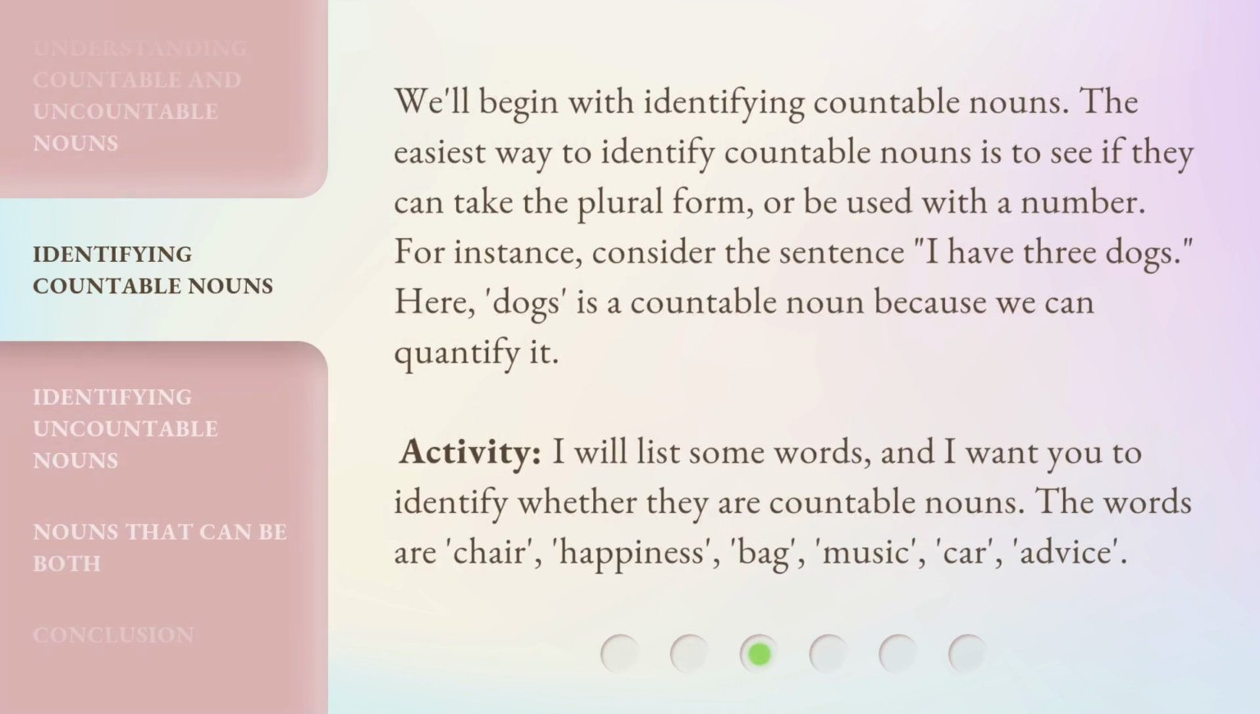We'll begin with identifying countable nouns. The easiest way to identify countable nouns is to see if they can take the plural form, or be used with a number. For instance, consider the sentence, I have 3 dogs. Here, dogs is a countable noun because we can quantify it.